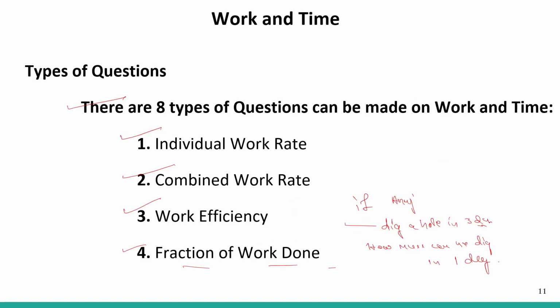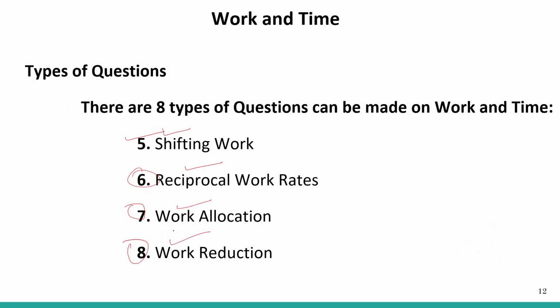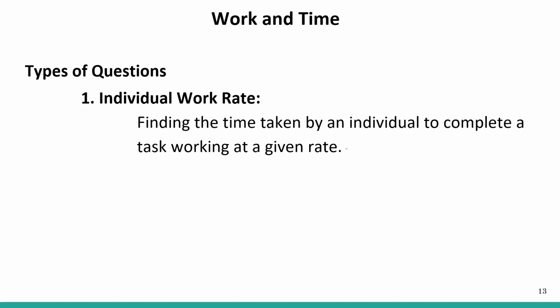So let's see the types of questions. There are 8 types of questions that can be made on work and time. That is individual work rate, combined work rate, efficiency, work efficiency, fraction of work done, okay, shifting of work, reciprocal work rates, work allocation, work reduction. All these types of questions are asked in various competitive exams. So it is very important for you to go through all these types of questions. So let's go through them.